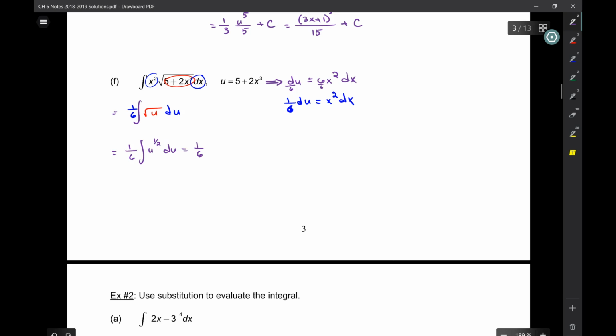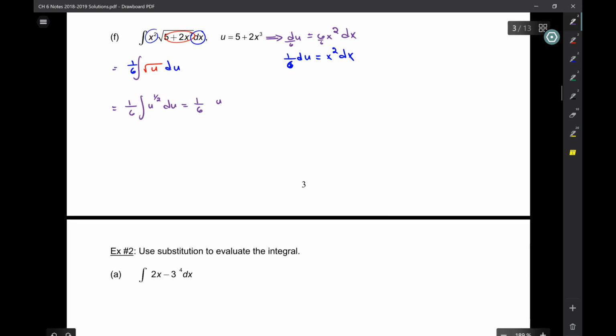So this is 1/6 u to the what? 3/2 times what? 2/3 plus c. So that's 1/9 times 5 plus 2x cubed to the 3/2 plus c.